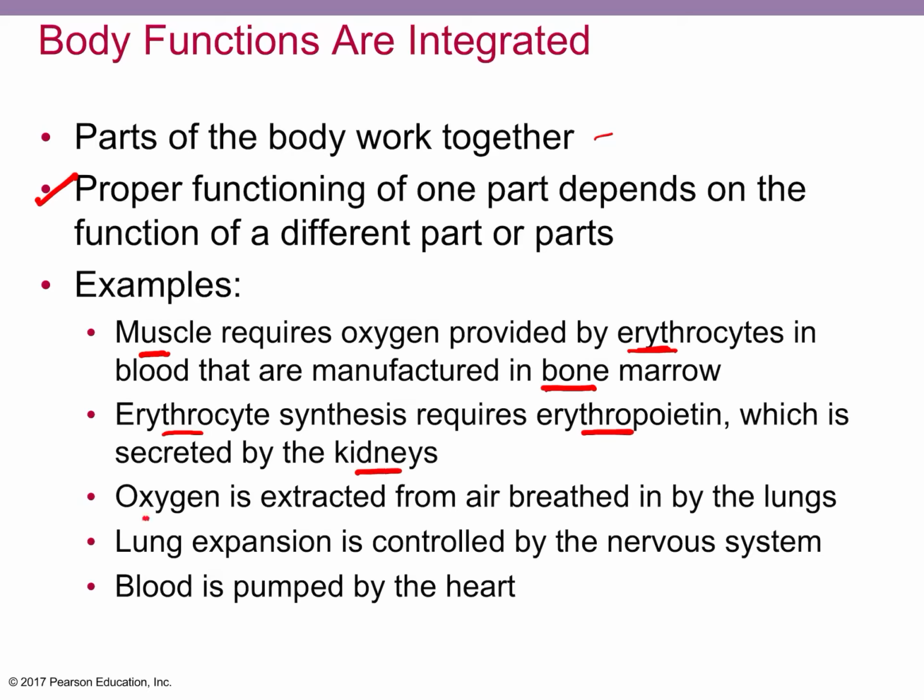Your oxygen is extracted from air breathed by the lungs. There's your respiratory system. And the lung expansion is controlled by the nervous system, right? Your breathing rate, how deeply you breathe, how often you breathe, that's controlled by the autonomic nervous system. And also, there's your cardiovascular system. So we can see that just to move your body, it depends on all these different systems working together. Things that maybe you don't think need to work together, but they do.